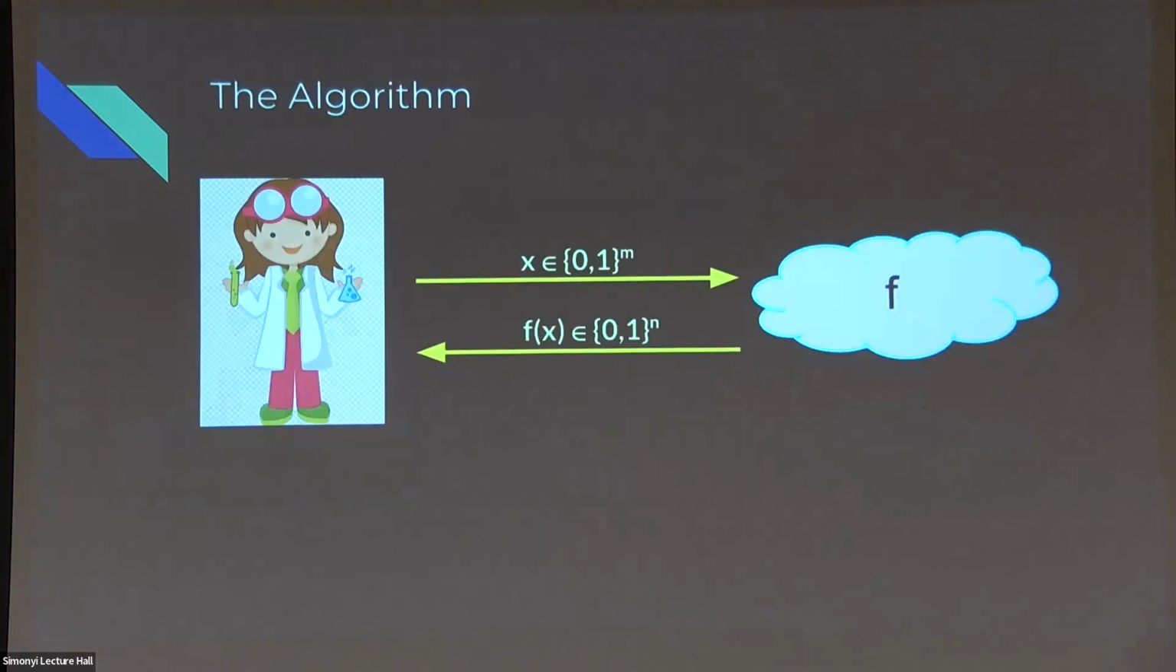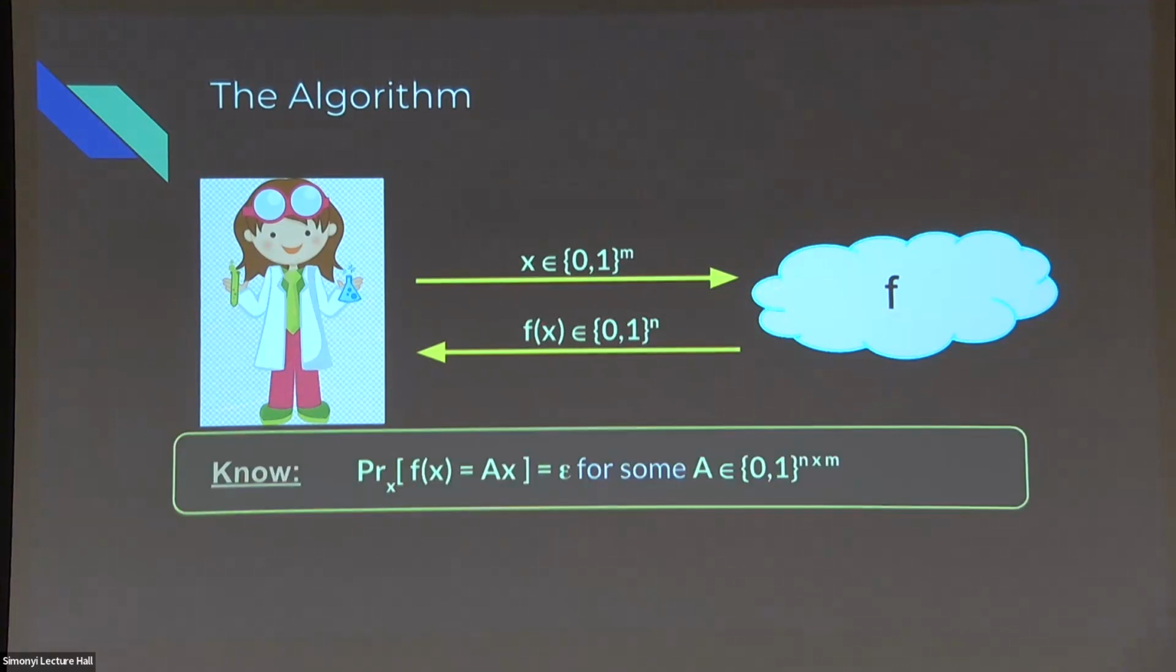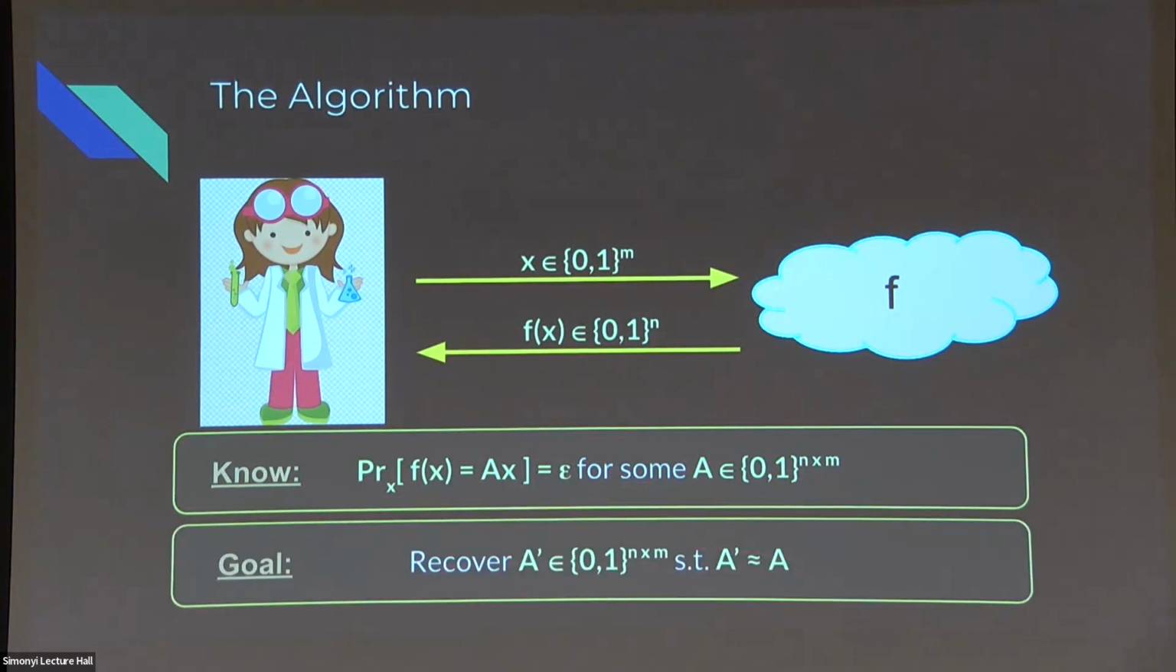Okay, so again, we're this algorithm designer. We have oracle access to the function. We're feeding it inputs, we get outputs. And we know, we're assuming, that the function has good agreement with some linear map A. And our goal is to recover some matrix A prime that's morally just as good as A.